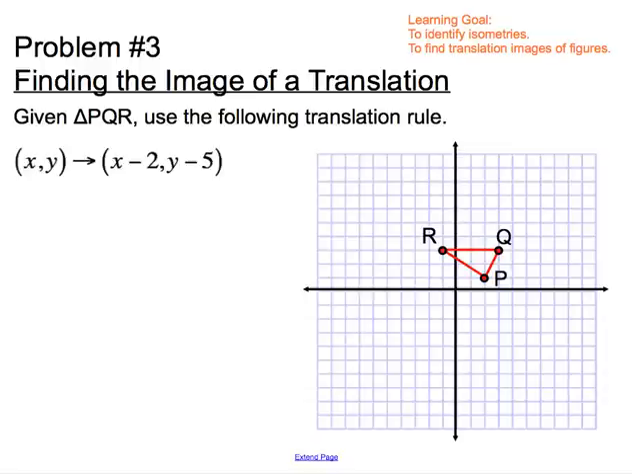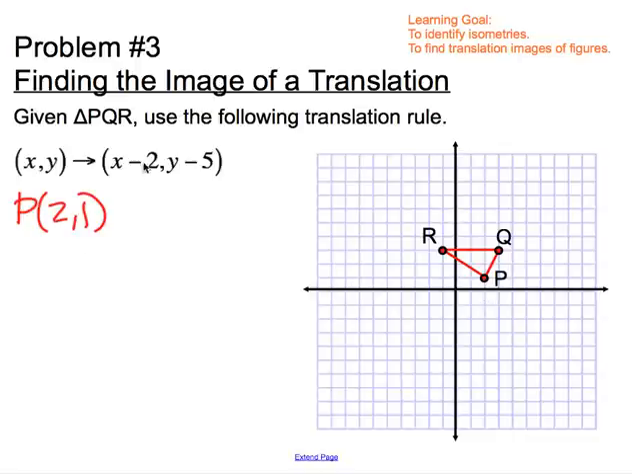So question number 3 asks us to find the image of a translation. So we're given triangle PQR, and we're asked to use a translation rule. You can see here we're being told that all the points in triangle PQR, every point x comma y, should be mapped to x minus 2 comma y minus 5. So let's take a look at point P. In the original triangle, point P is at 2 comma 1.